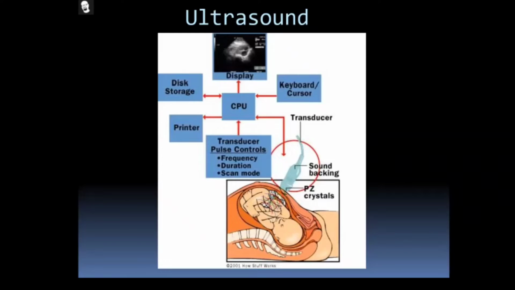The probe consists of a piezoelectric crystal. The probe is capable of producing frequencies above the audible range, more than 20,000 hertz, and can send them to the internal organs. At the same time, the probe itself acts as a receiver. It transmits the ultrasound waves, and at the same time it can receive the ultrasound waves.